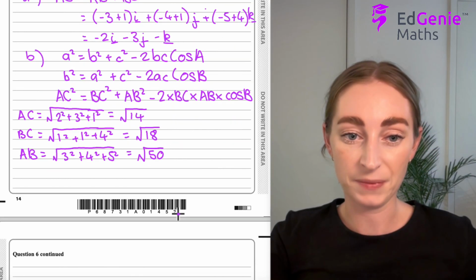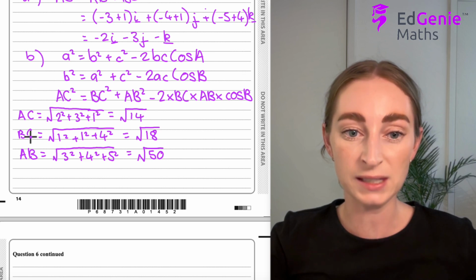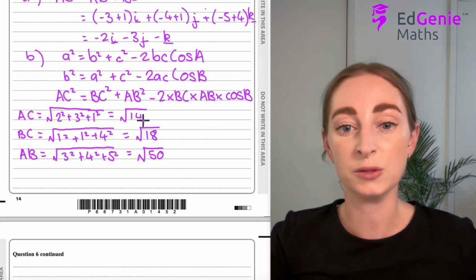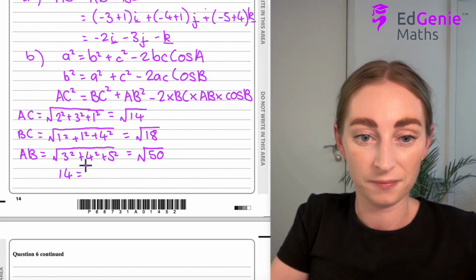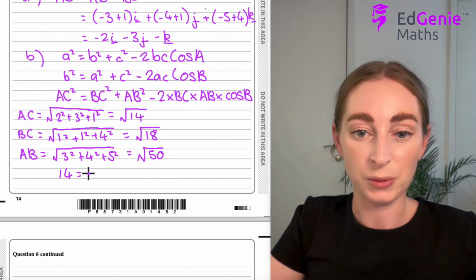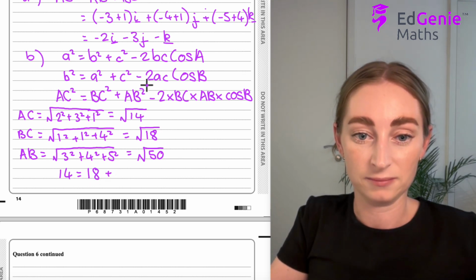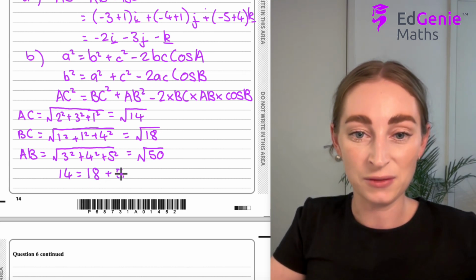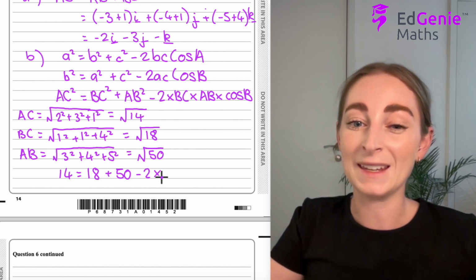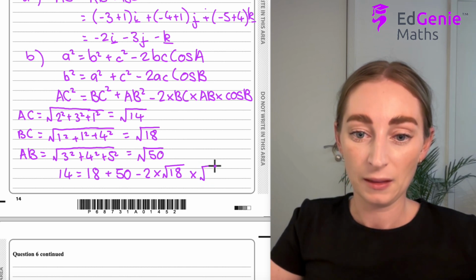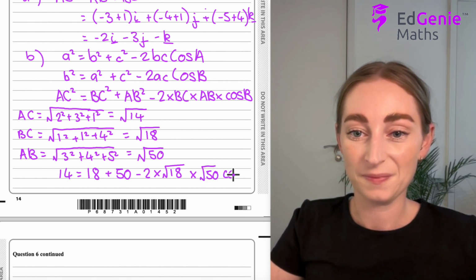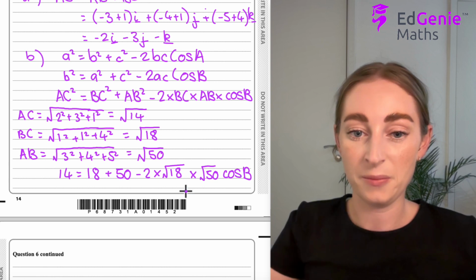Okay, we're nearly there. Substitute these values into here. So AC squared, the square root of 14 squared, is going to be 14. BC squared, so that's 18. AB squared, which is 50, minus 2 times, and these ones aren't squared, so we are going to have a square root, root 50, cos B.